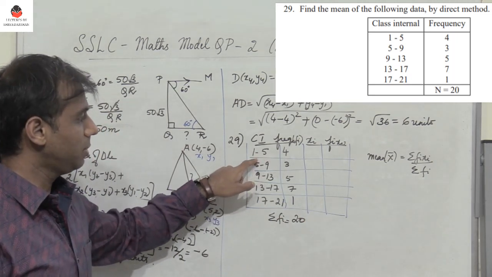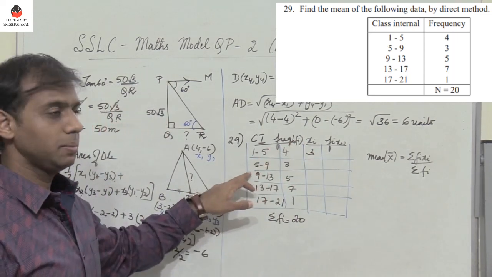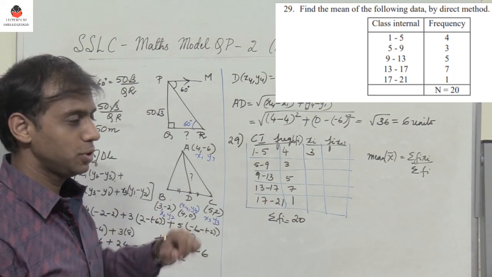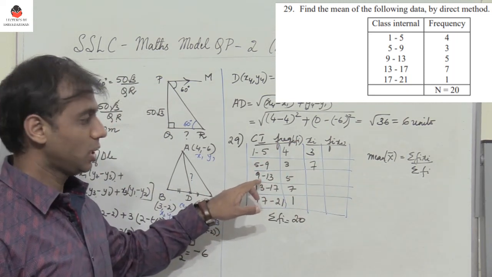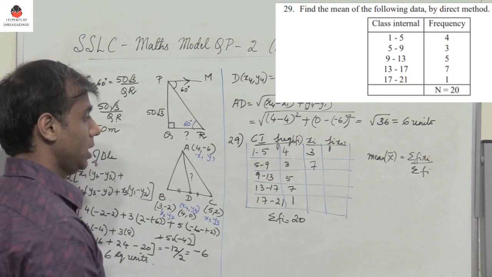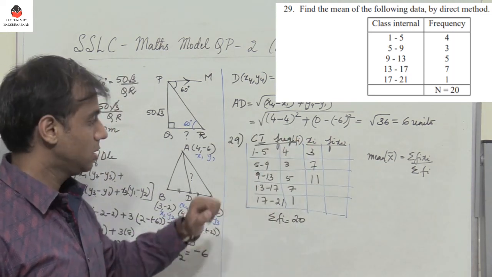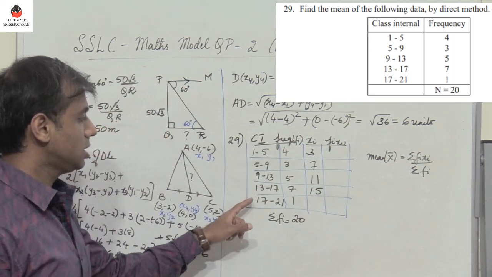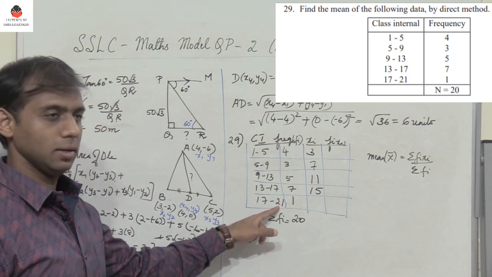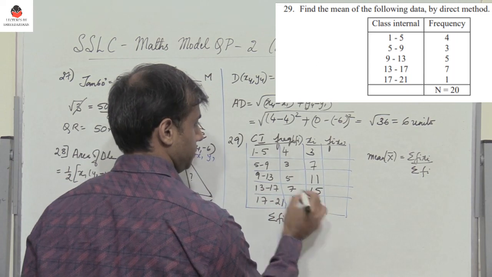So 1 plus 5 by 2 is 6 by 2, which is 3. Next, 5 plus 9 by 2. So 5 plus 9 is 14 by 2 is 7. Next, 9 plus 13 by 2. 9 plus 13 is 22 by 2, which is 11. 13 plus 17 is 30 by 2 is 15. And then 17 plus 21, which gives me 38 by 2, which is 19.